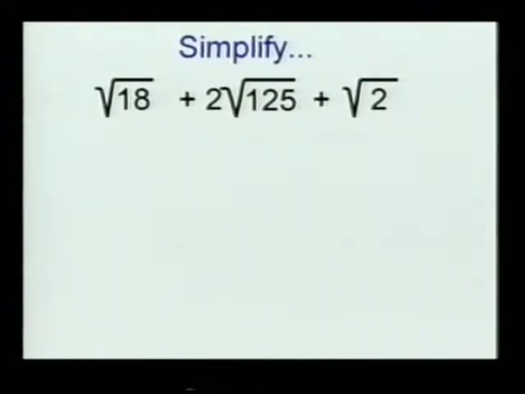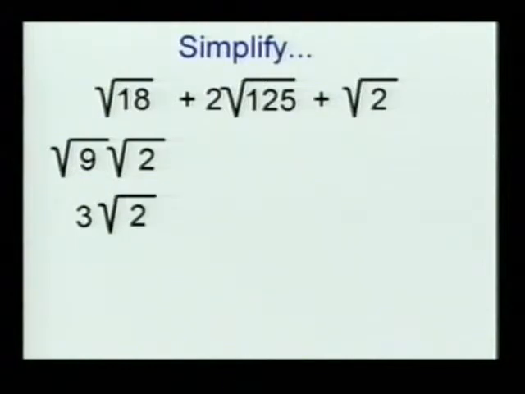Now, we can't add any of these together yet. We're required, before we try to add like terms, to simplify. So we really have three little problems here. Let's look at this guy. We'll break him into the good and the evil. It's going to be 9 and 2. Now, the square root of 9, I know what he is. He's 3, and 2's in the scum pile because I can't do anything with him. Okay, so I'm good there.